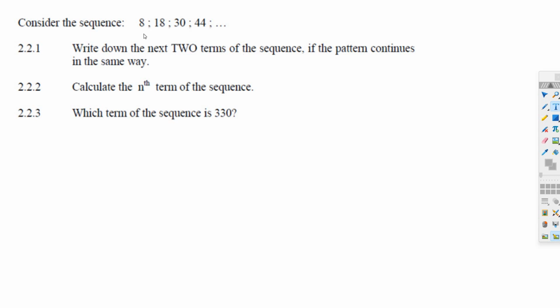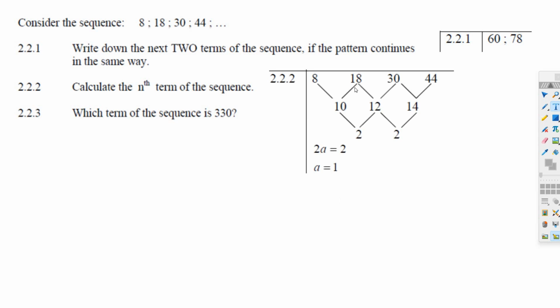Well, if you make this little triangle here and you subtract and find the first differences and the second differences, you're going to see that the next two numbers are 60 and 78. In fact, let's make that little triangle there. So you subtract and you get 10, and then you subtract, you get 12, and you subtract and you get 14. You can see that it's going up by 2. This is the constant difference rate here.